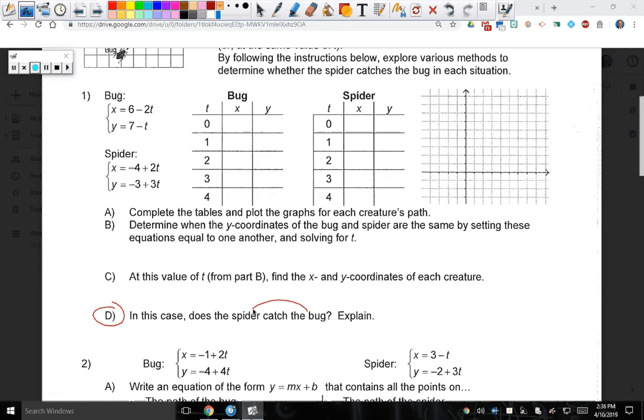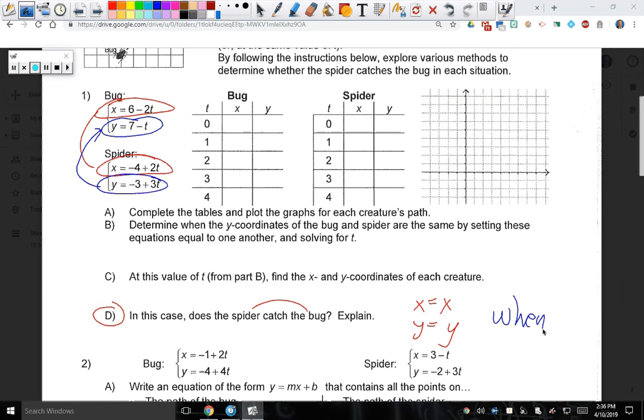Basically, you're trying to say, does the x equal the x and the y equal the y from each different parametrics? Y equals y from those and from these. But the key is when the time is the same.